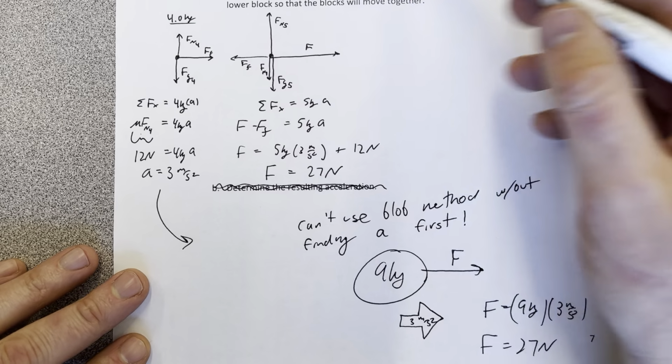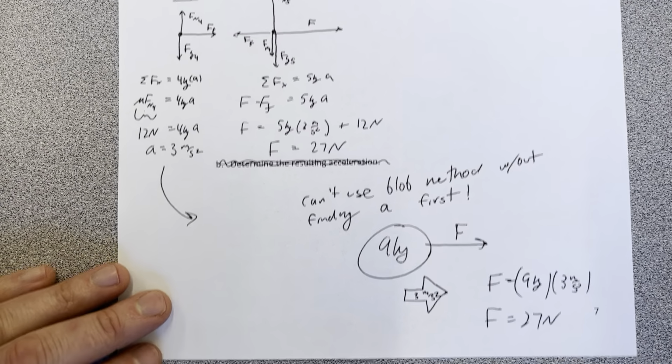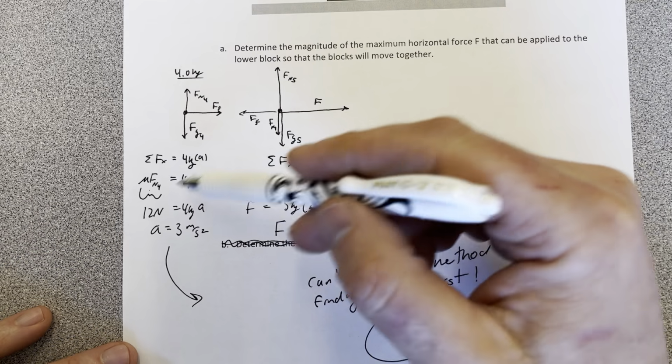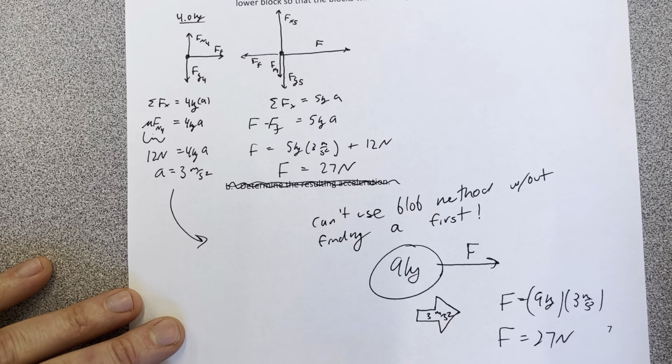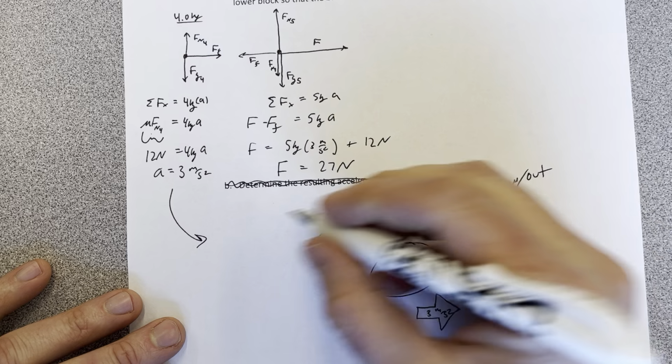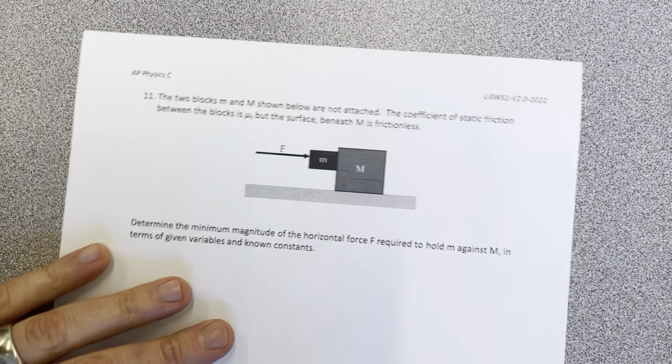Yeah, you could do that, but you have to find the acceleration first. You can't find the acceleration right out of the gate with the blob method because the only thing you know is the total mass. So you got to look at one of the masses first, the little mass first, to get the acceleration. Okay? All right, next one quick. This one I like quite a bit more.